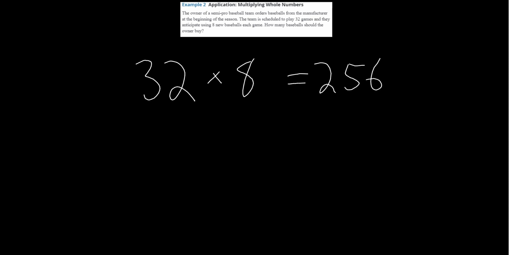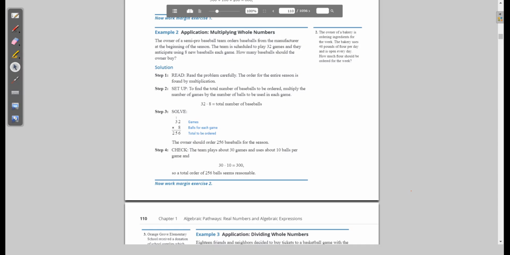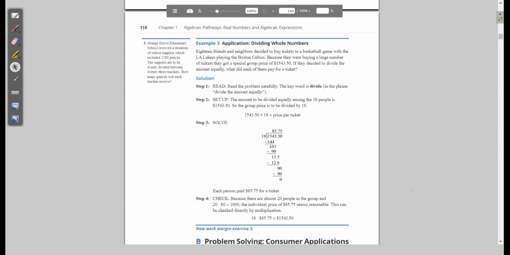So if they plan to use 8 baseballs each game, and there are 32 games, it seems very obvious. We're going to do 32 games times 8 baseballs, and that should be 256 baseballs. So we just had to think that one through a little bit: 32 games, 8 baseballs each time, and that's how we arrive at 256. Ooh, now we got division.